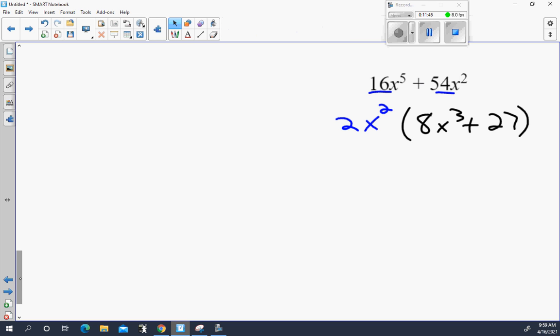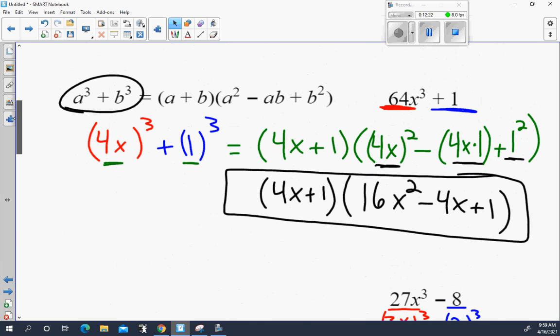Now, I'm going to look right here and ask myself, is that the sum or difference of perfect cubes at all? And it is, right? 8x cubed, well, cubed root of 8 is 2. X cubed, so that's already cubed. And then 27. What's the cubed root of 27? That's 3. So we can simplify that using the sum of perfect cubes. Let me scroll up here to grab the sum of perfect cubes. There it is.